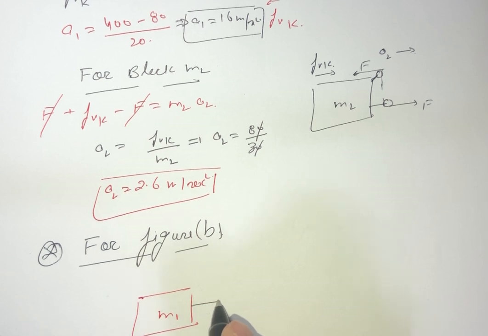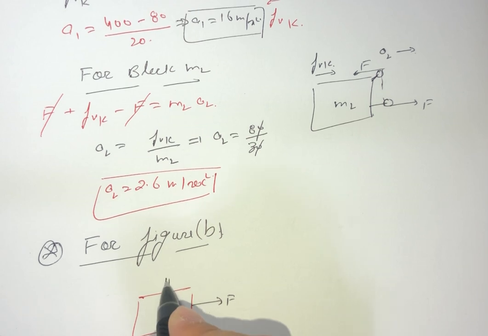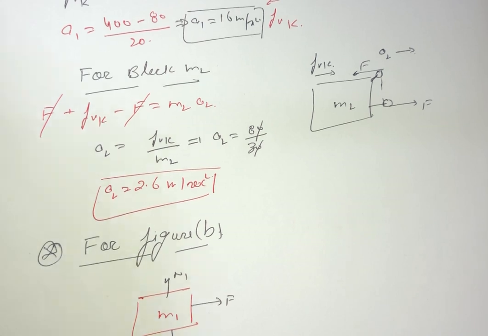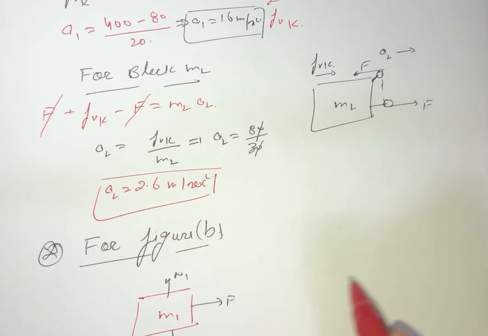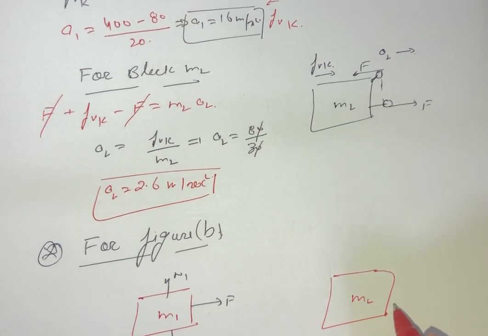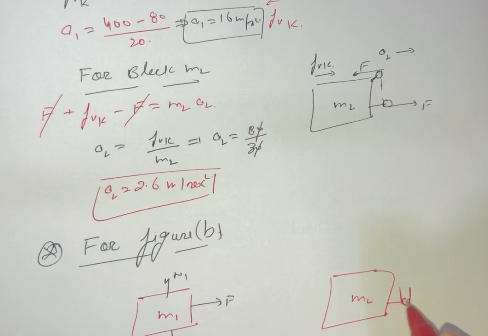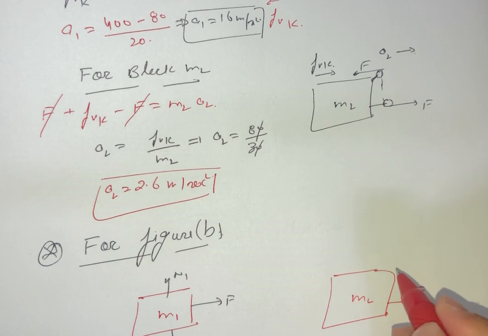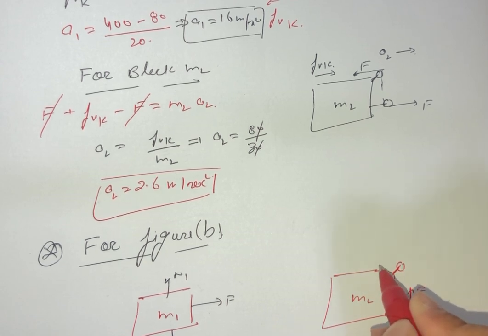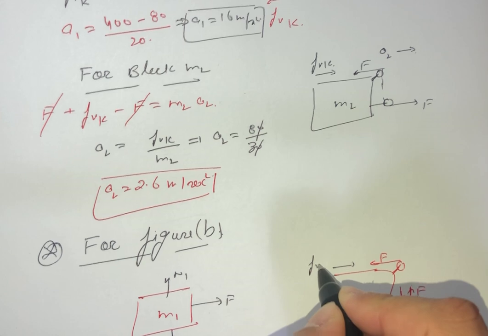We have a force F and a friction Fr, normal N1, and in the downward direction M1g. Now in case of M2, this is our M2, and we have a pulley here. Now the force is in this direction. So this will be F, and here the force will also be F, and there is a friction, let us suppose Fr.